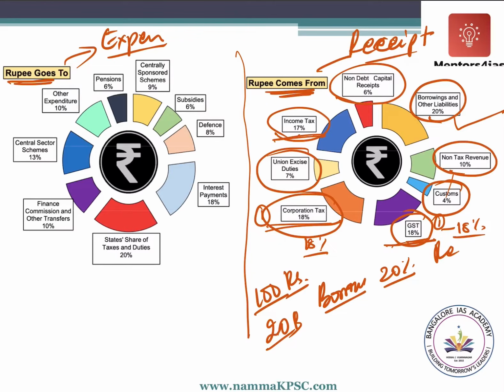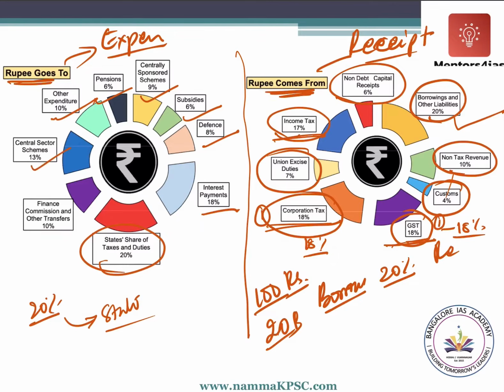Now coming to the expenditure, if you see what all the government spends. The maximum expenditure goes to the state share in taxes. So government gives 20% of the money that it has collected to the states. Then you have interest payment 18%, defense 8%, subsidy 6%, centrally sponsored scheme, pensions, other expenditure, central sector schemes, finance commission transfers 10% like this. So this data would be important because they can ask in your prelims examination. So you can pause this video and make a mental map of the same.